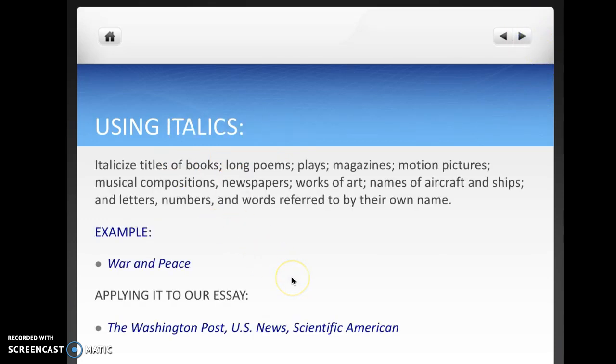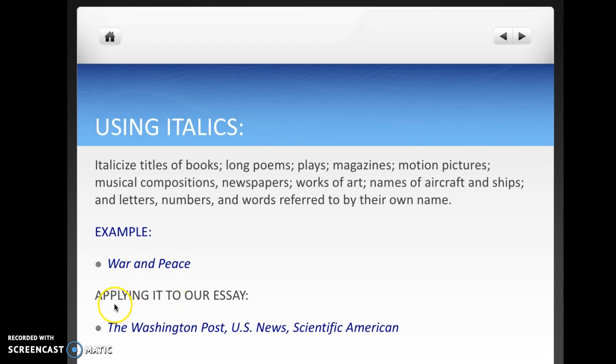When you use italics in writing, you want to make sure that you italicize the title of a book, a poem if it's a long one, plays, magazines, motion pictures, musical compositions, newspapers, works of art, names of aircraft and ships, and letters, numbers, and words referred to by their own name. And so what you'll notice is here we have the title of a book, War and Peace.